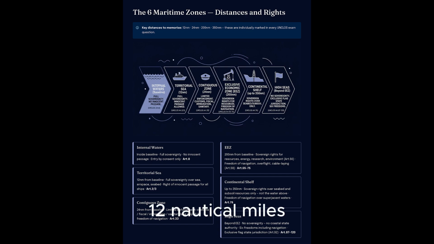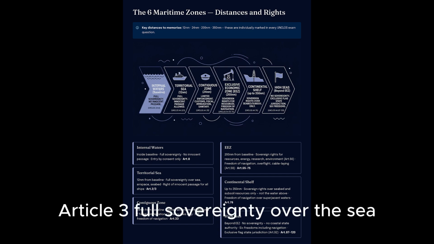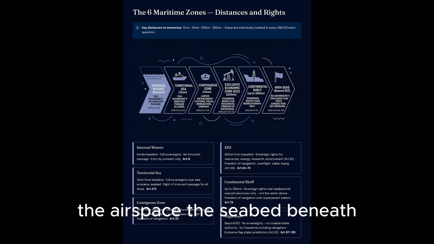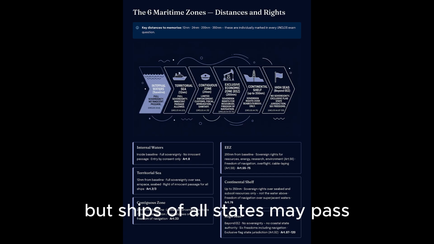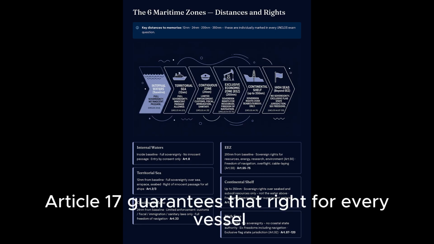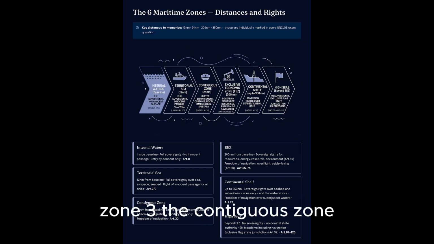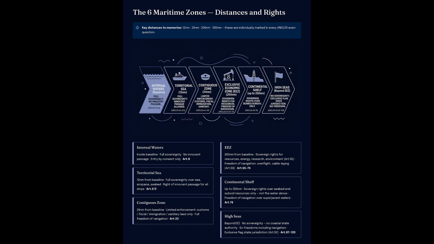Zone 2, the territorial sea. 12 nautical miles. Article 3. Full sovereignty over the sea, the airspace, the seabed beneath. But ships of all states may pass. Article 17 guarantees that right. For every vessel.